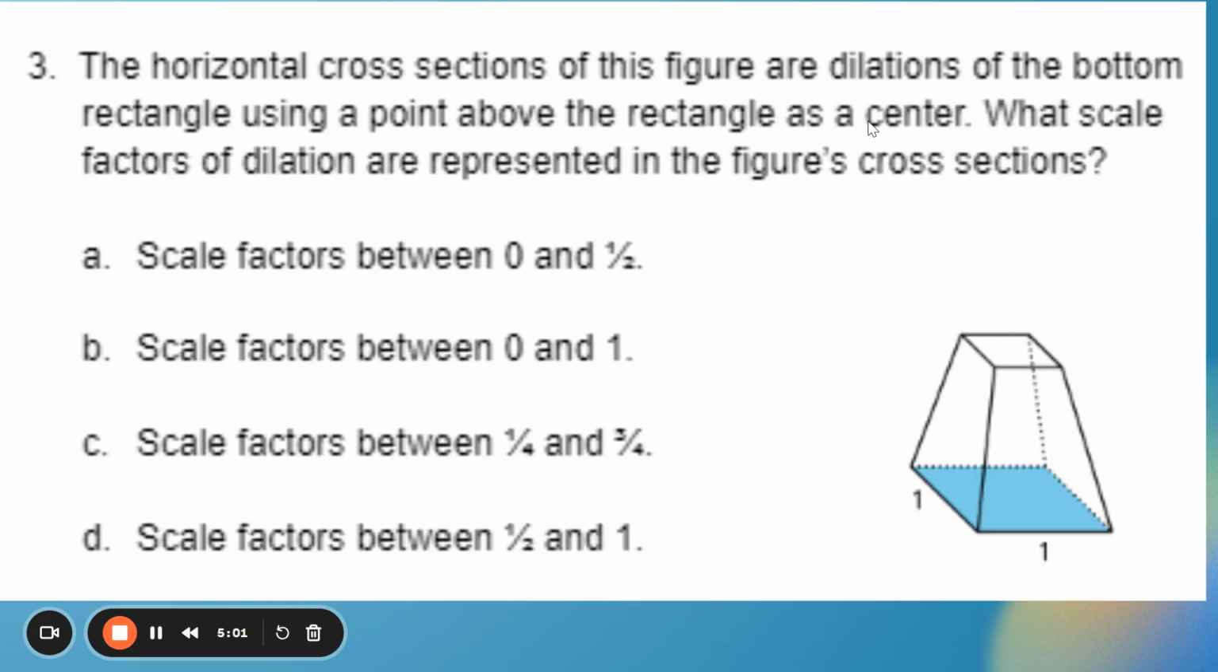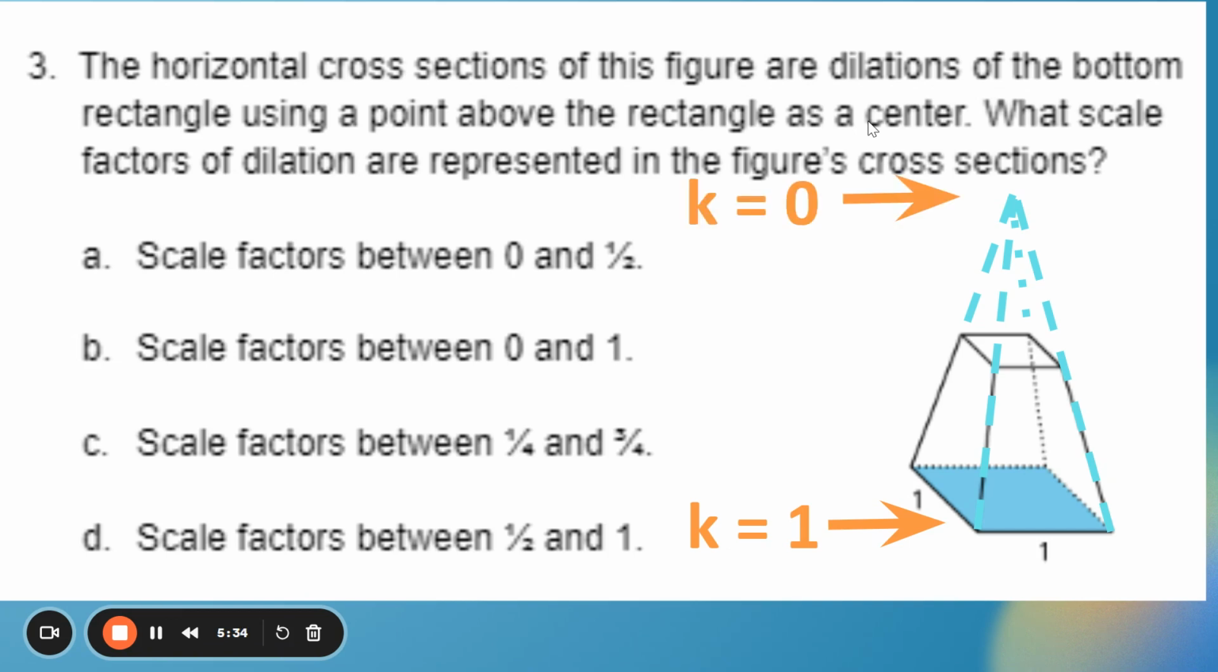This question is asking us what scale factors of dilation are represented in the figure's cross sections. So that means anywhere from that base to the top where it's cut off. To help us contextualize this, I'm going to extend the rest of this to find that center of dilation, just to help us visualize it a little bit more and help us really see that pyramid. So at the very bottom, that would be our scale factor of 1, because multiplying by 1 would not change that base. The very top at that point would be a scale factor of 0. So that would be right down to that point, or to nothing really.